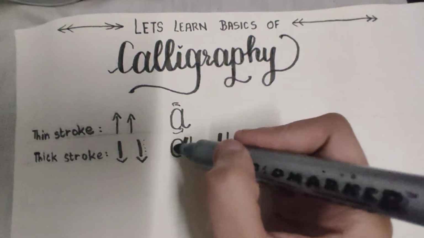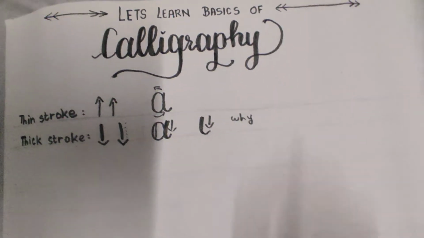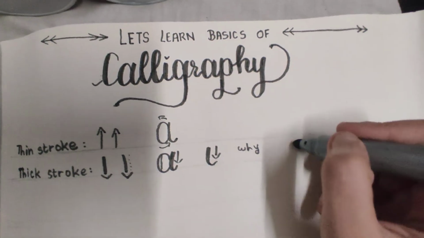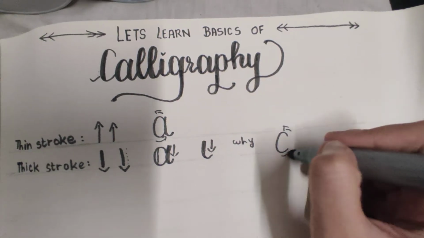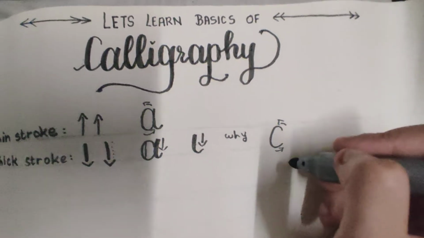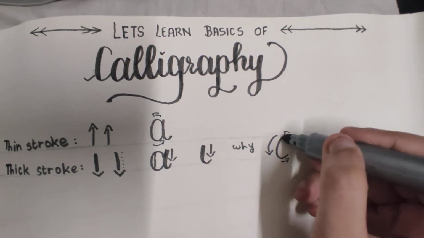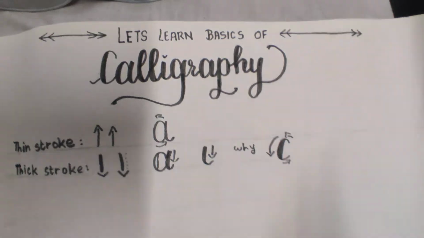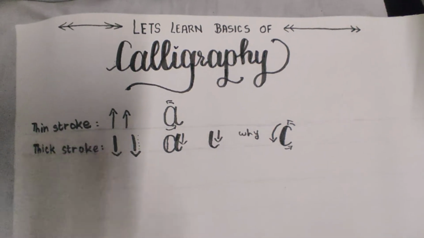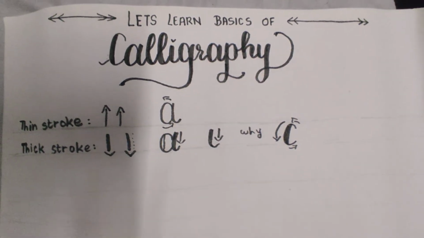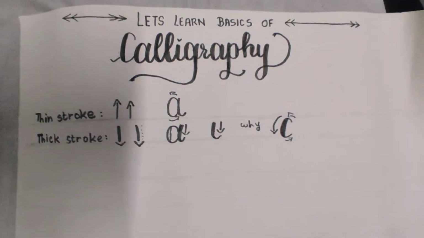Now, we'll also make this part thick. This part and this part are thin because they are going from down to up, but this part will be thick because it is going from up to down. So always remember, the part of the word which is going from down to up will always be thin, and the part of the word which is going from up to down will always remain thick.